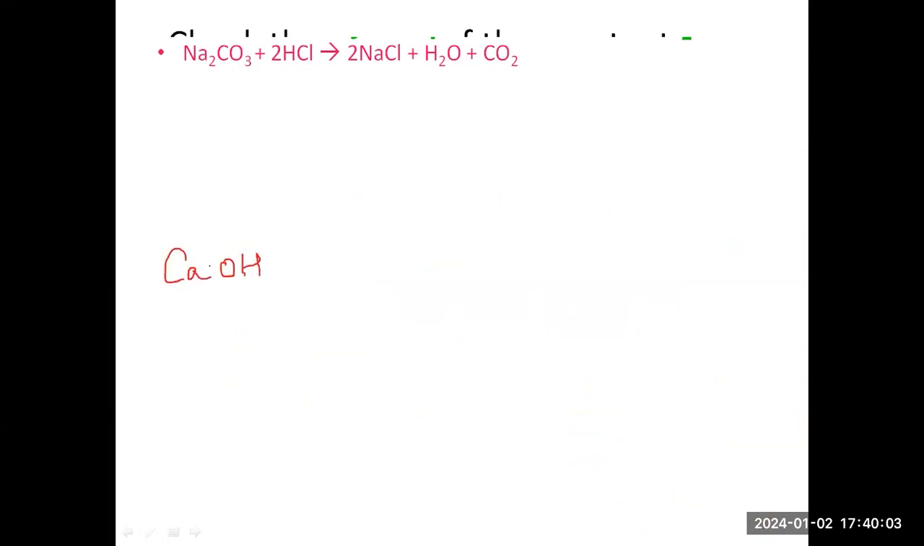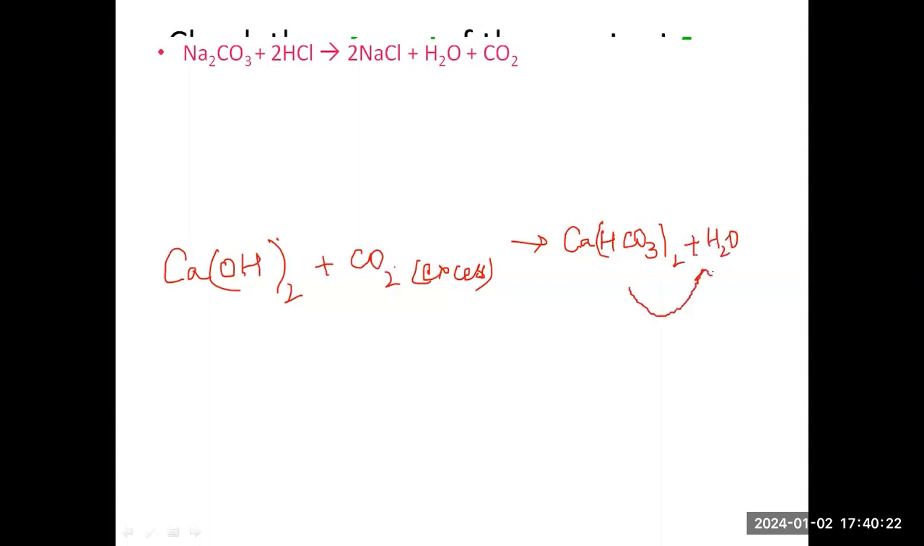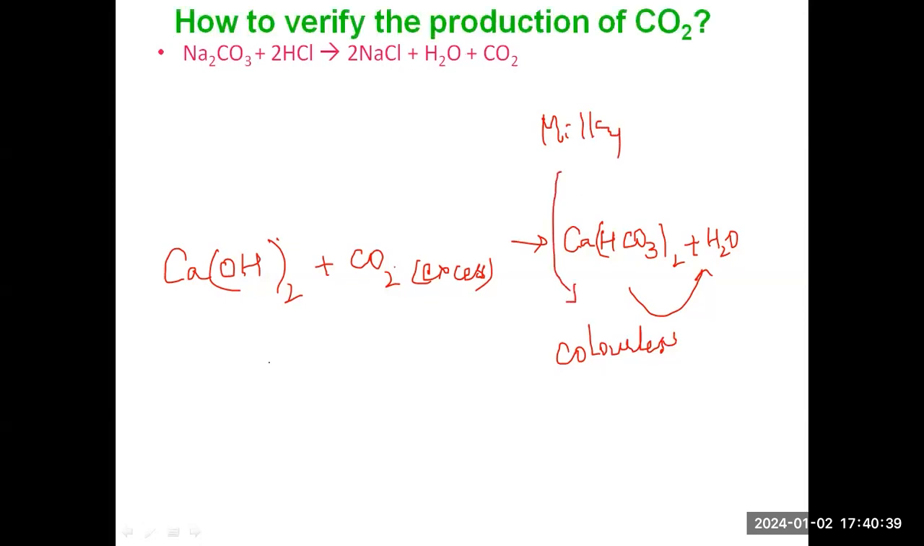Lime water and carbon dioxide in excess. So what happens is we get calcium hydrogen carbonate. Calcium hydrogen carbonate with water. Now this dissolves in water. And because this dissolves in water, the contents again become colorless. The solution again becomes clear. So the one which became milky before has become colorless again. So this is the confirmatory test for carbon dioxide production.